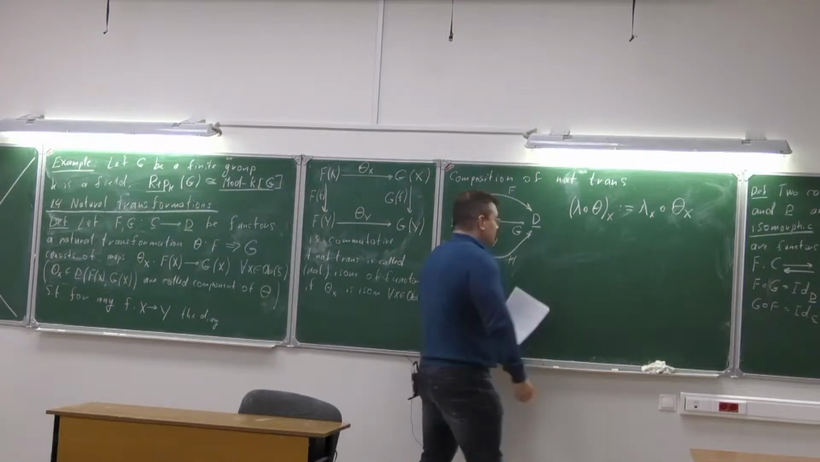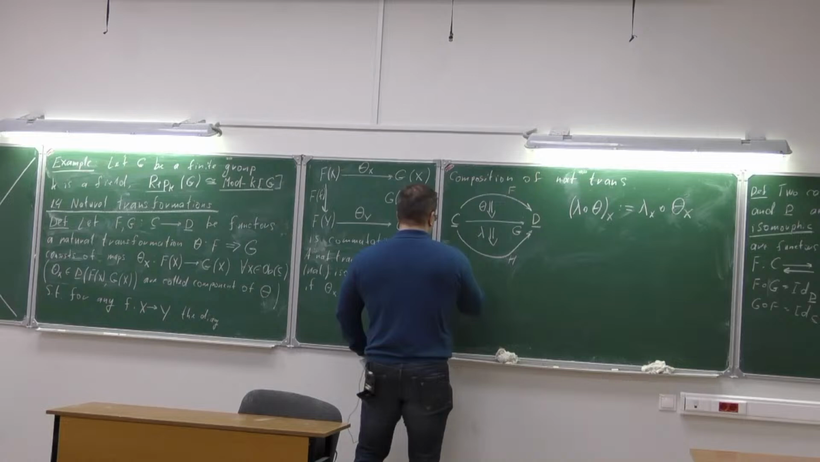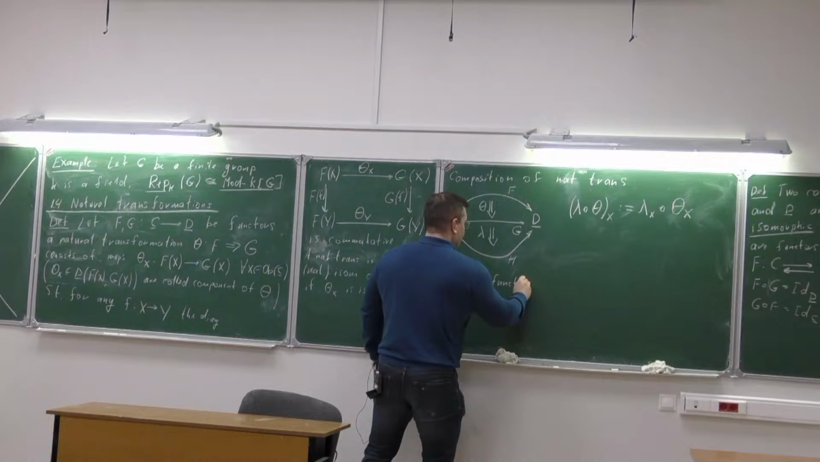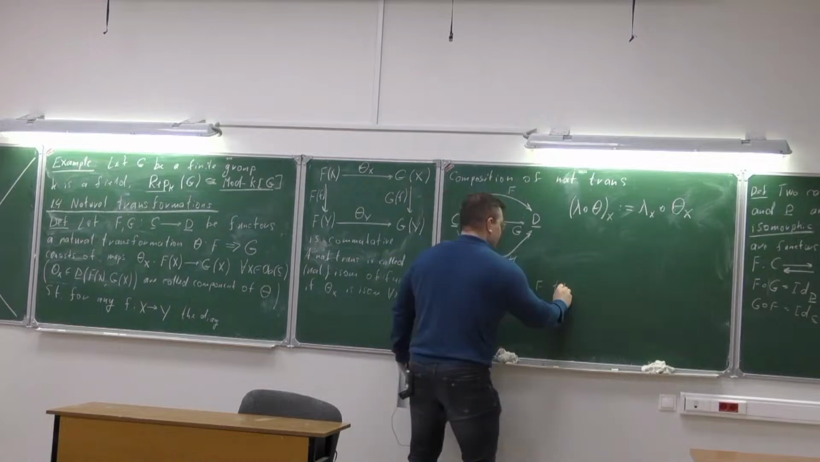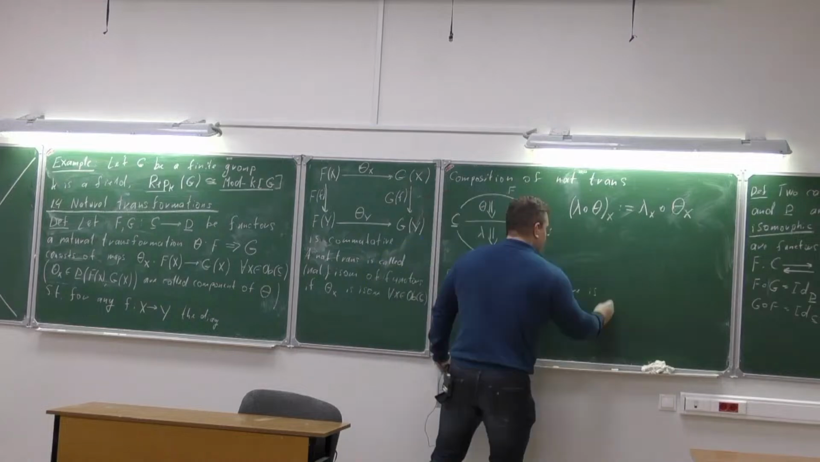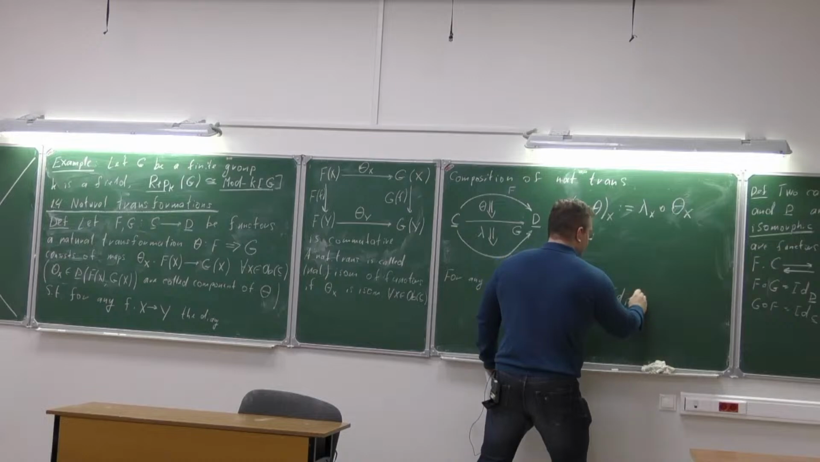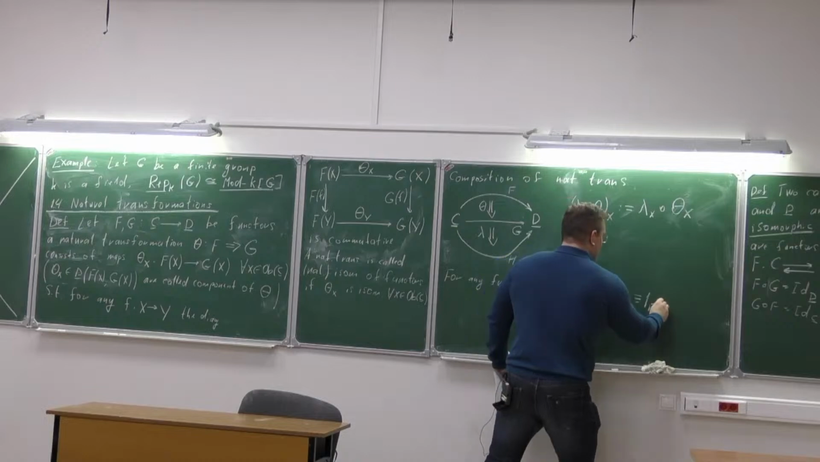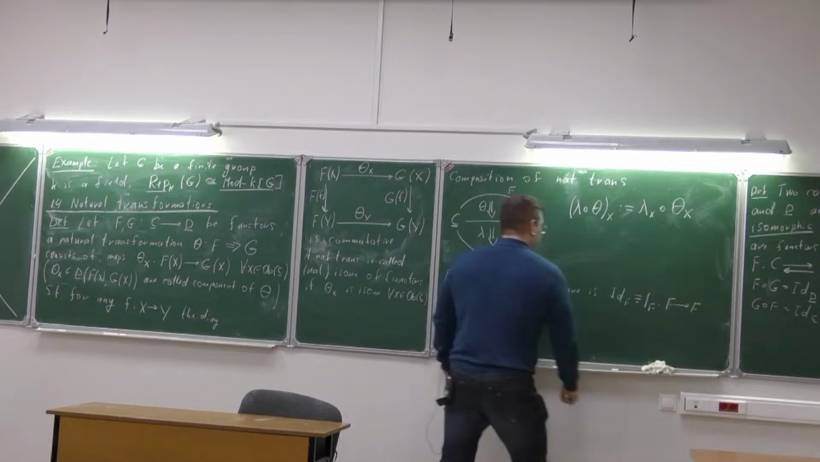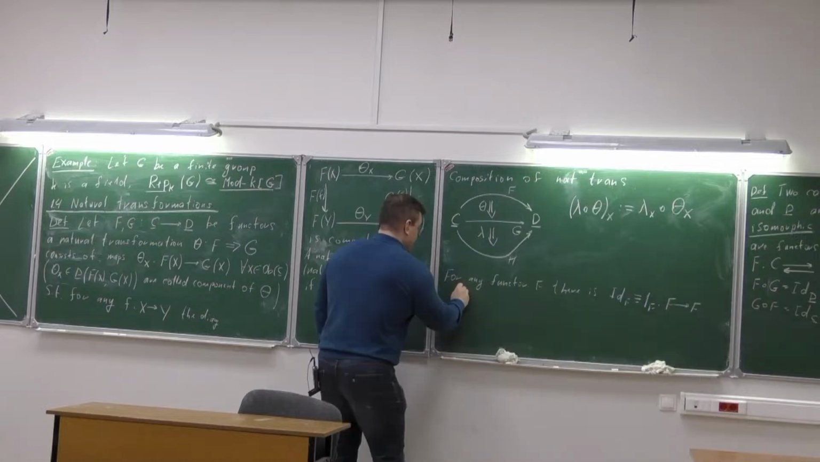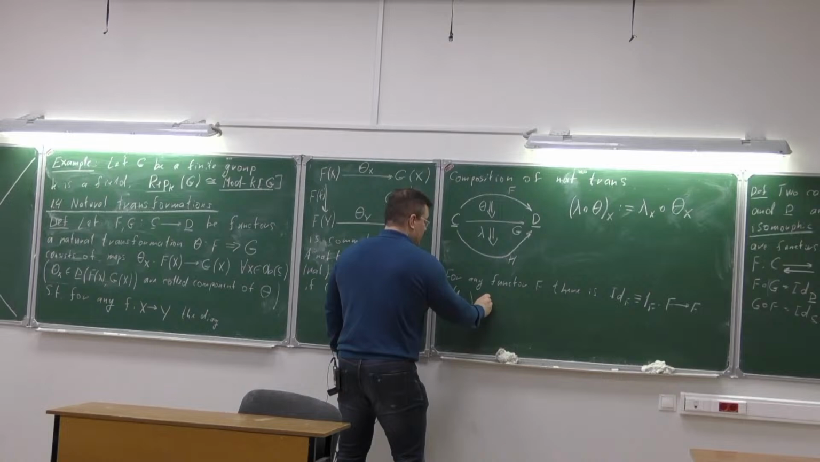So finally, for any functor there is the identity natural transformation, so there are two possible variations. That's a natural transformation of the functor to itself, and of course, in this case, you take the corresponding component, which is by definition the identity map.